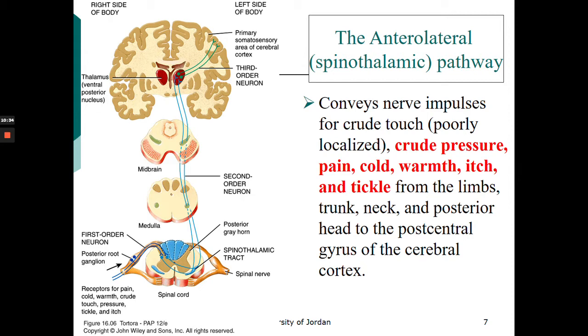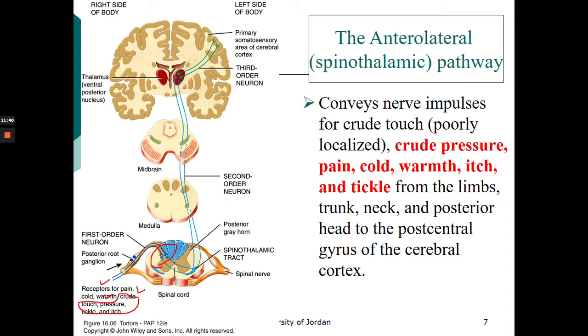Now the pathway for pain: pain and temperature run through the anterolateral spinothalamic pathway. As we said when discussing mechanical sensation, besides pain and temperature, the anterolateral spinothalamic pathway transmits crude mechanoreceptive sensation: crude touch, crude pressure, tickle, and itching. And the most important thing, it also transmits pain. From these receptors, the afferent neuron, or first order neuron of this pathway, enters the posterior horn, which is the sensory horn, and synapses there. After they synapse, they might have interneurons before they cross to the other side.